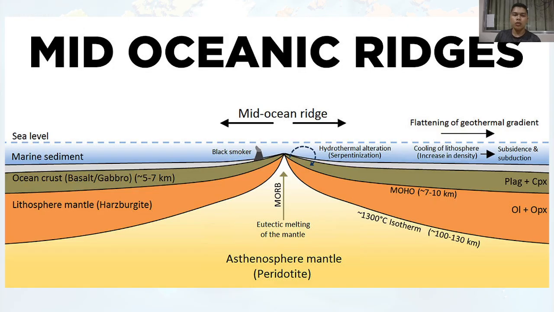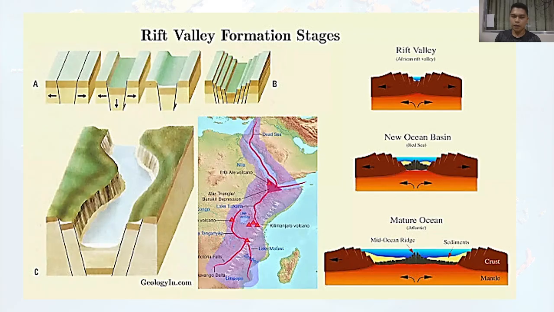Next, we have here the mid-oceanic ridges that were created when the plates move away from each other. Another one is the Rift Valley Formation that will be formed as well if the movement happens in the continent or in the continental areas. So, Rift Valley Formation.